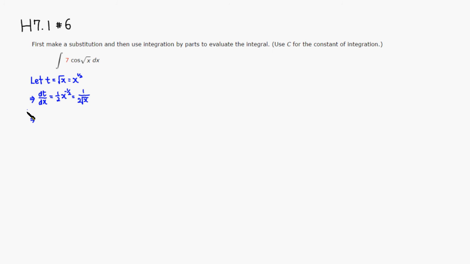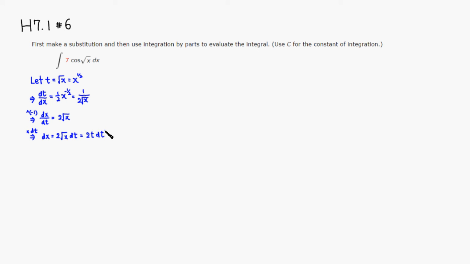Then we take the reciprocal of both sides, and dx over dt is equal to 2 square root of x. Then multiply by dt so that the dx is all by itself. So you have 2 square root of x dt. And another thing we can do is, since t is square root of x, we can rewrite this as 2t dt.